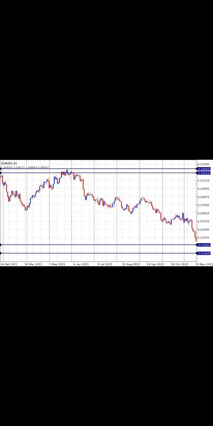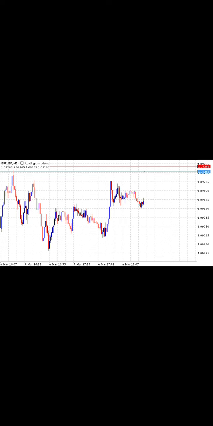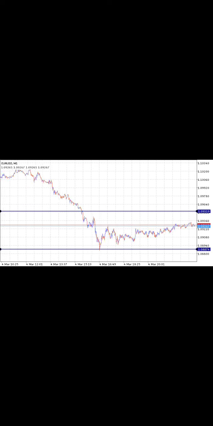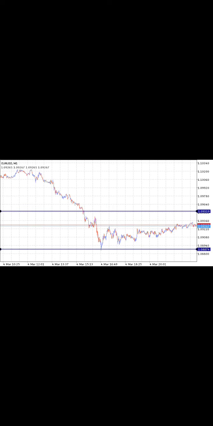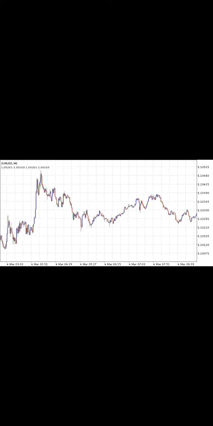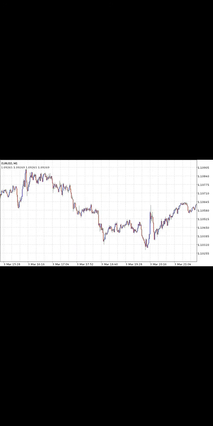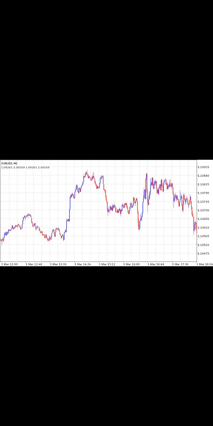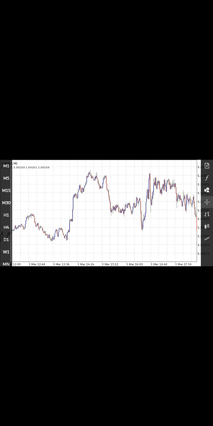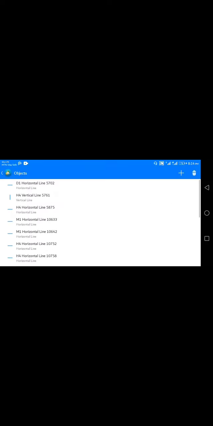As much as you can do this on a daily, you can do this on a 1 minute time frame. Let me go to the 1 minute time frame. You can see this place, look at the imbalance. If I want to mark my order block now, I want to mark my order block.